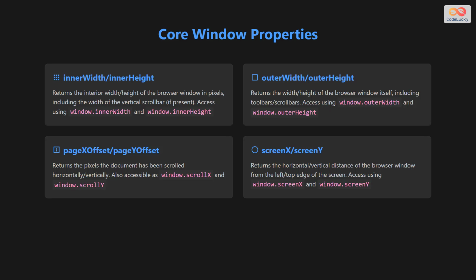The pageXOffset and pageYOffset properties return the number of pixels the document has been scrolled horizontally and vertically. They can also be accessed using window.scrollX and window.scrollY. Finally, screenX and screenY properties return the horizontal and vertical distance of the browser window from the left and top edge of the screen. They can be accessed using window.screenX and window.screenY.